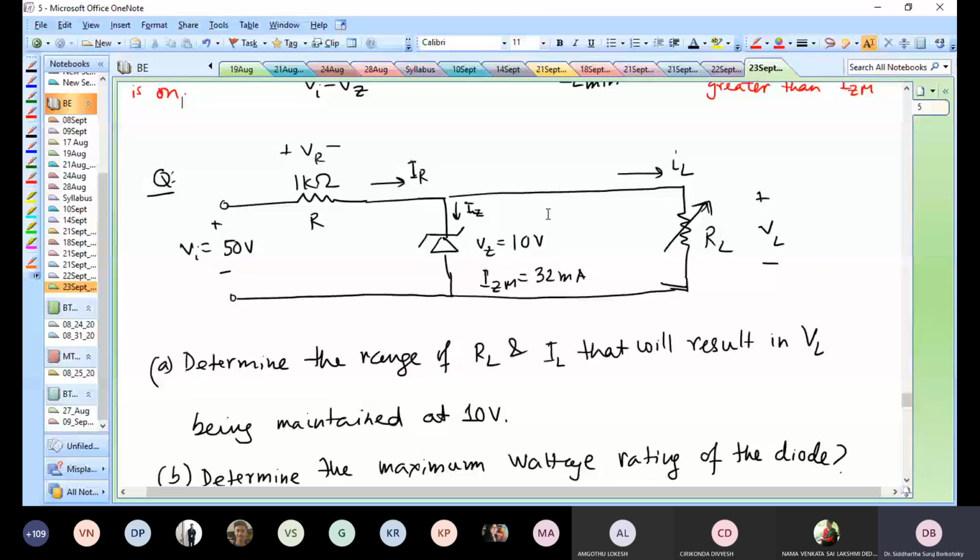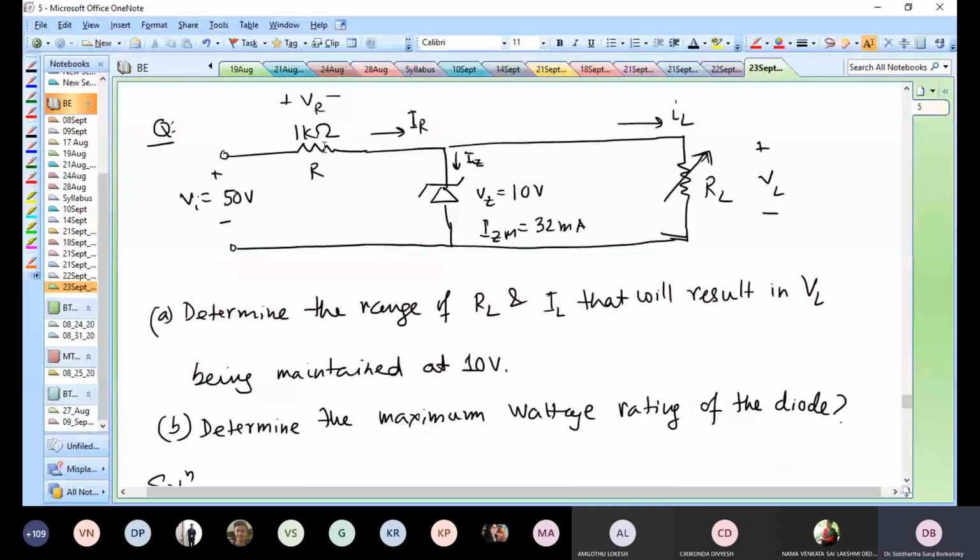So let's do an example again. Take this circuit. I have some 50 volt VI and there's a 1 kilo ohm series resistor. Then I have this VZ of 10 volts, exactly the same VZ, and IZM, the maximum current this diode can support, is 32 milliamperes. So that's given. In real life, you'll be getting these things from the data sheet of the diode. Then you have a load resistor, and the load resistor is variable, so I can change it. I need to see what are the maximum and minimum values of RL and IL I would encounter.